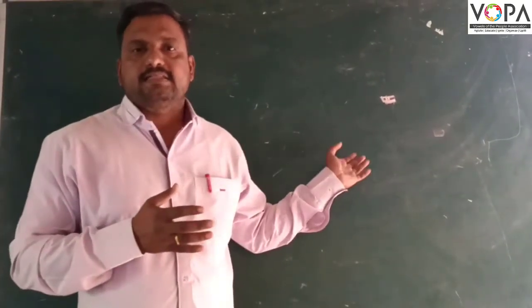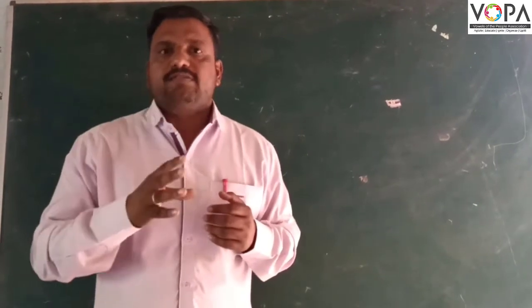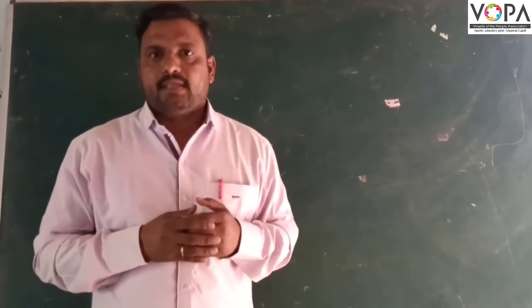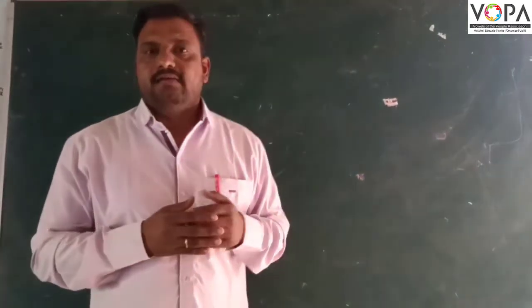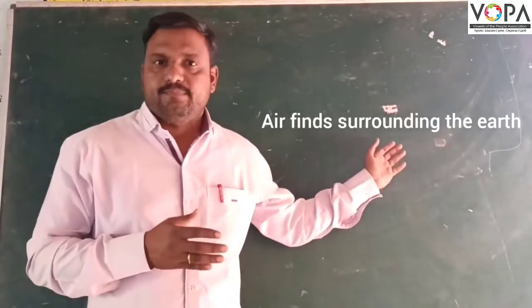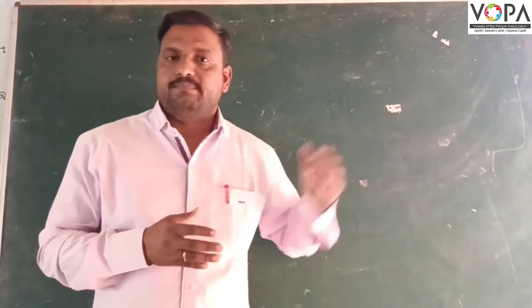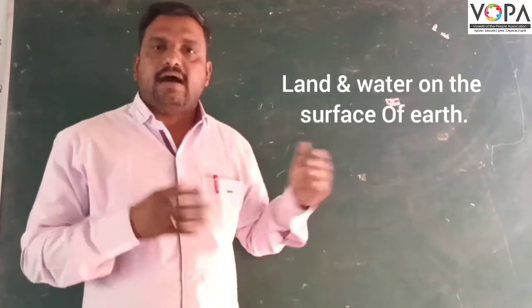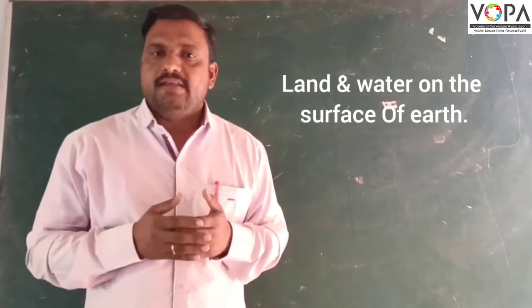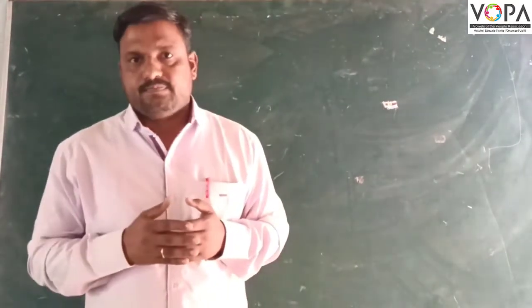So all these natural resources form naturally on the earth. In short, we can say that these are the natural resources found surrounding the earth. Land and water are the natural resources found on the surface of the earth.